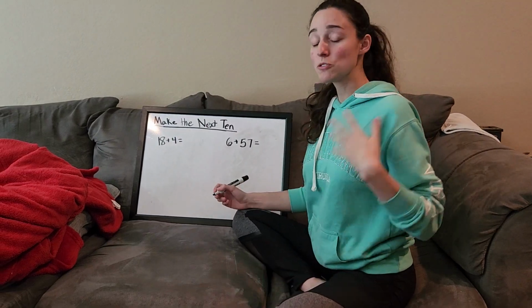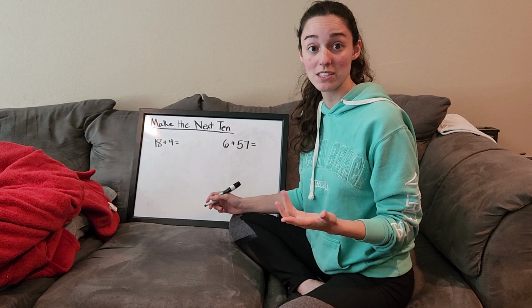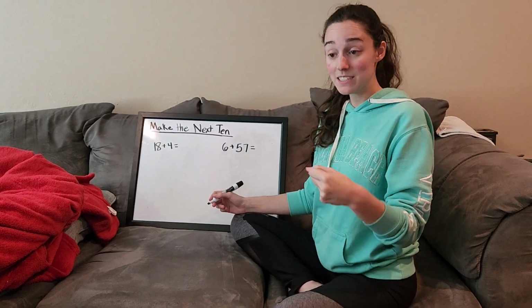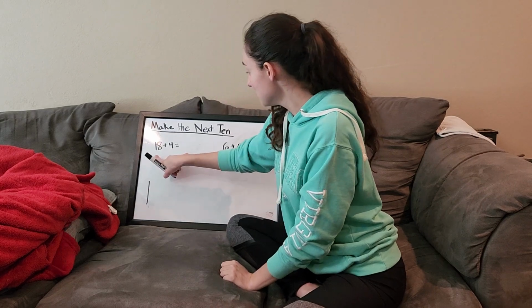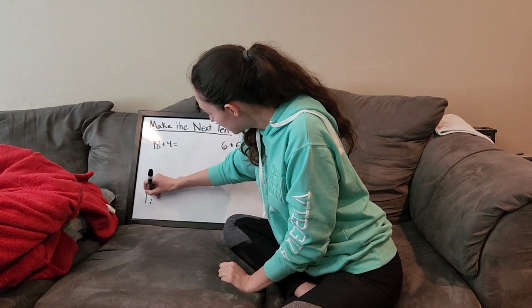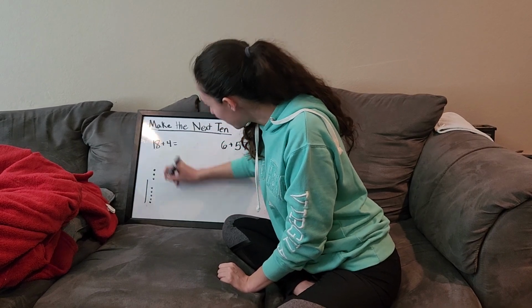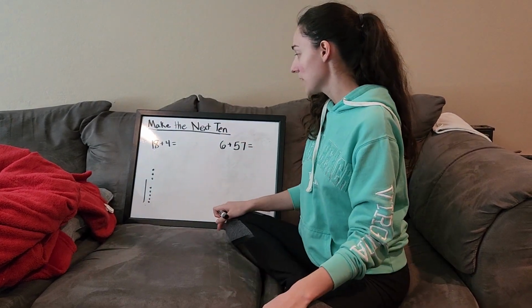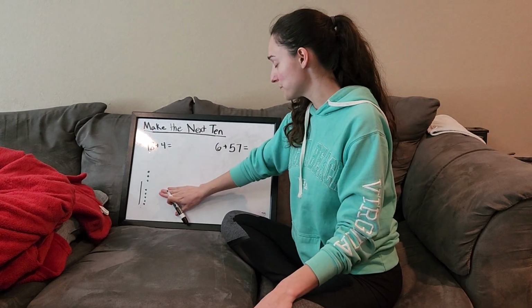Now, you could still draw a representation to help you with this one, but it'll look a little different. So I'm using base 10 to help me out. We do 1 10, and then we have 1, 2, 3, 4, 5, 6, 7, 8 1s. So there's my 18. Now I'm going to add 4 to this number.